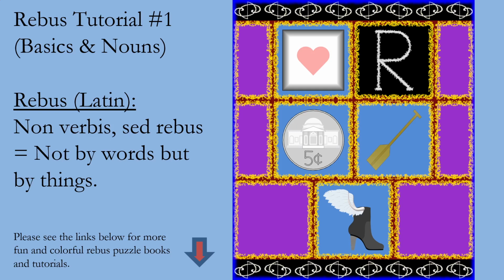It's very simple. And what is a Rebus puzzle? Well, according to Wikipedia, it comes from the Latin phrase non verbis sed rebus, which means not by words, but by things. So you're going to get a whole bunch of pictures, symbols, something else that's not words. You can get letters, but in general, you're not going to get words.